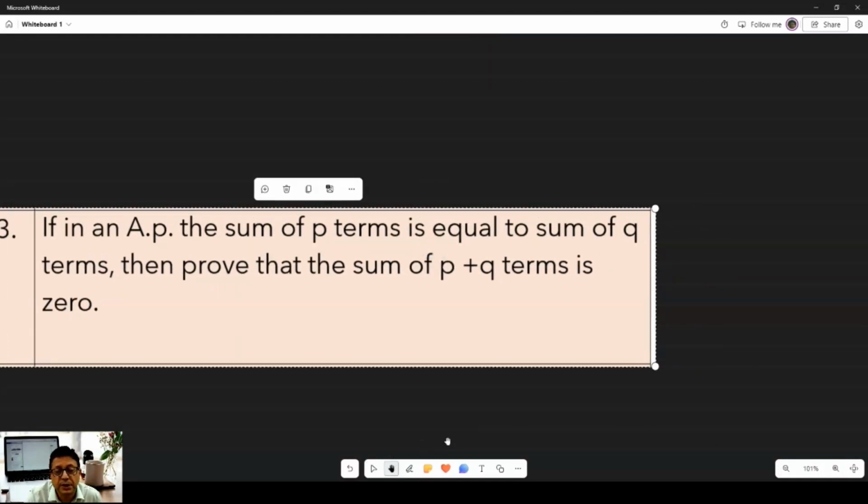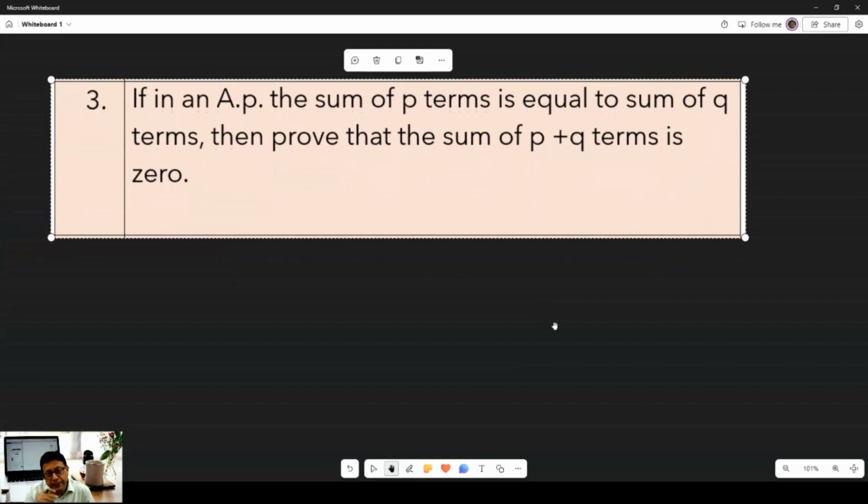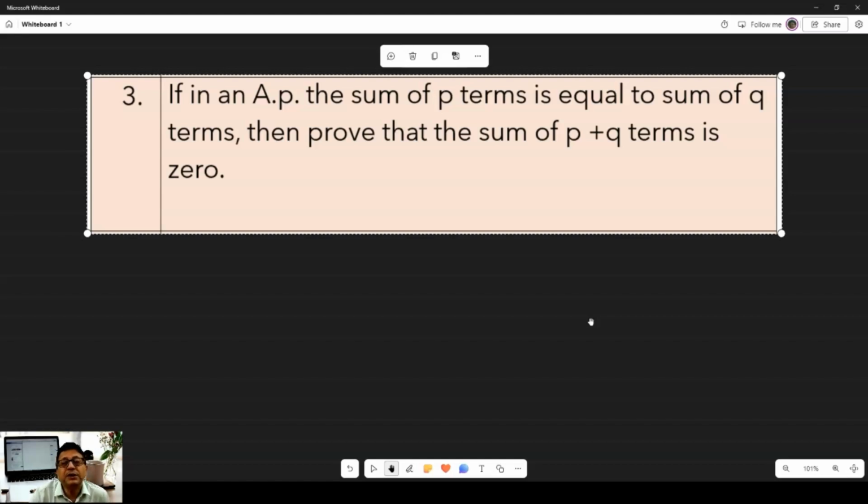This is: if in an AP sum of P terms is equal to sum of Q terms, then prove that sum of P plus Q terms is 0. This we are going to prove. Sum of P terms equal to sum of Q terms. So this is a skill based problem. You have to apply your skill. Okay. So many things are unknown. How will I prove this? Arithmetic progression A not given, common difference not given. Then how to answer this question?